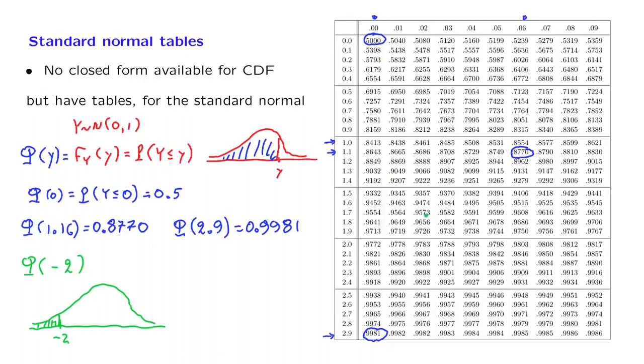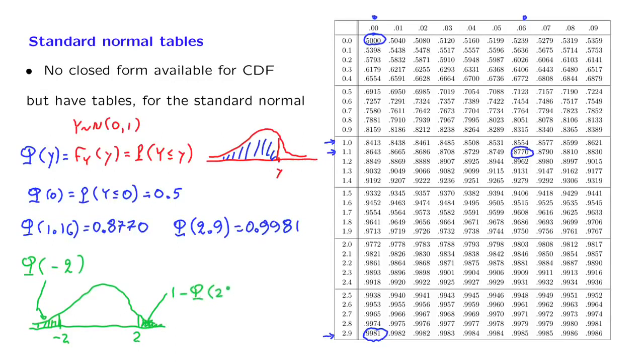There's nothing in the table that gives us this probability directly, but we can argue as follows. The normal PDF is symmetric, so if we look at 2, then this probability here, which is phi of -2, is the same as that probability here of that tail. What is the probability of that tail? It's 1, which is the overall area under the curve, minus the area under the curve when you go up to the value of 2.